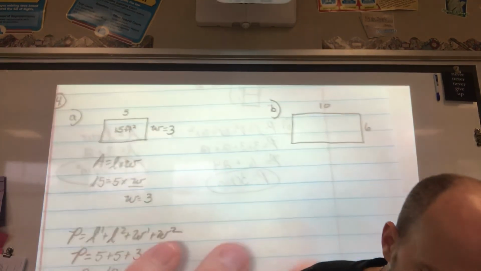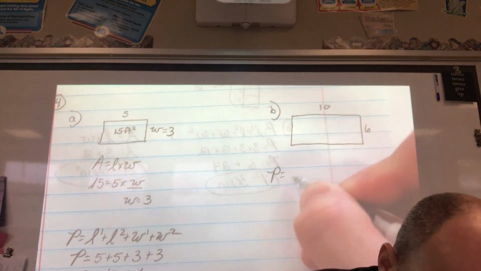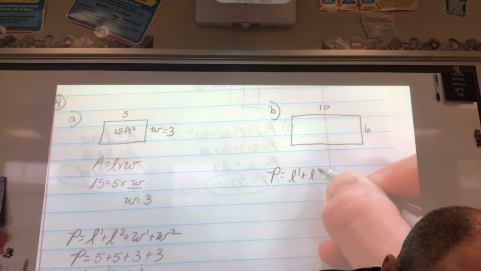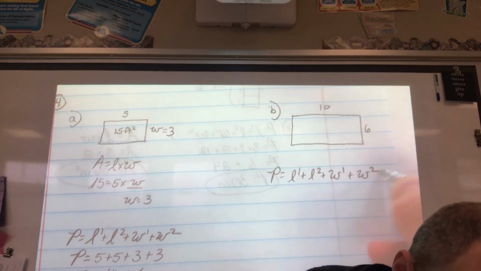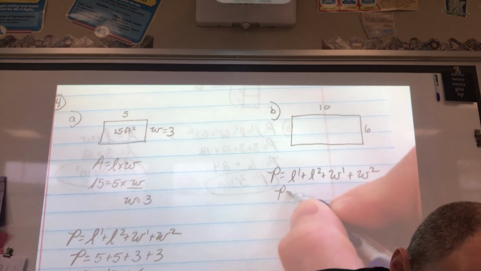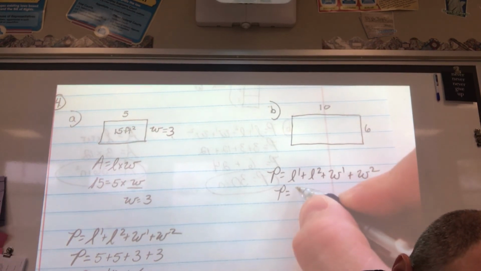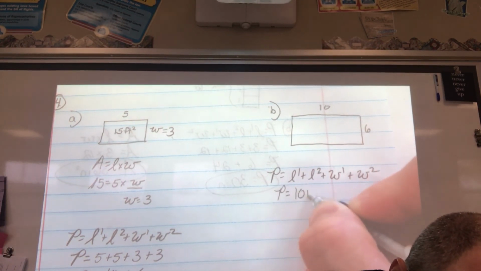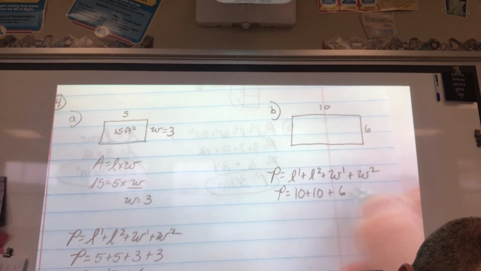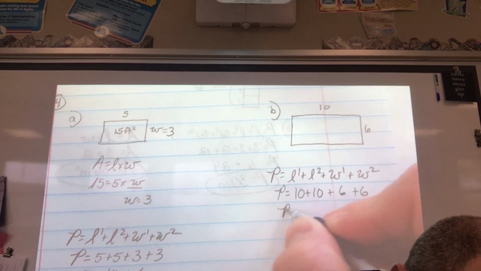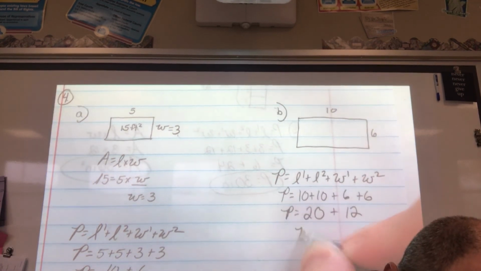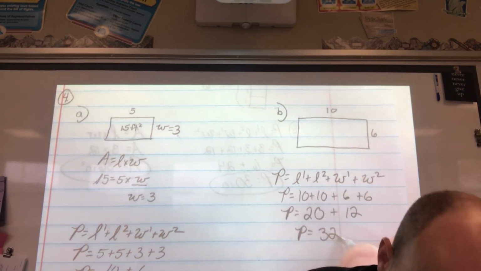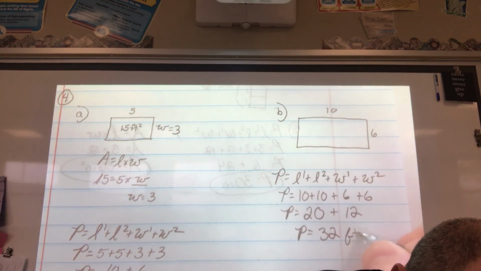And they need to know the perimeter. Perimeter would be length 1 plus length 2 plus width 1 plus width 2. Perimeter equals, let's go, length is 10 plus 10 plus 6 plus 6. Perimeter equals 20 plus 12, perimeter equals 32 feet. And that's perfect.